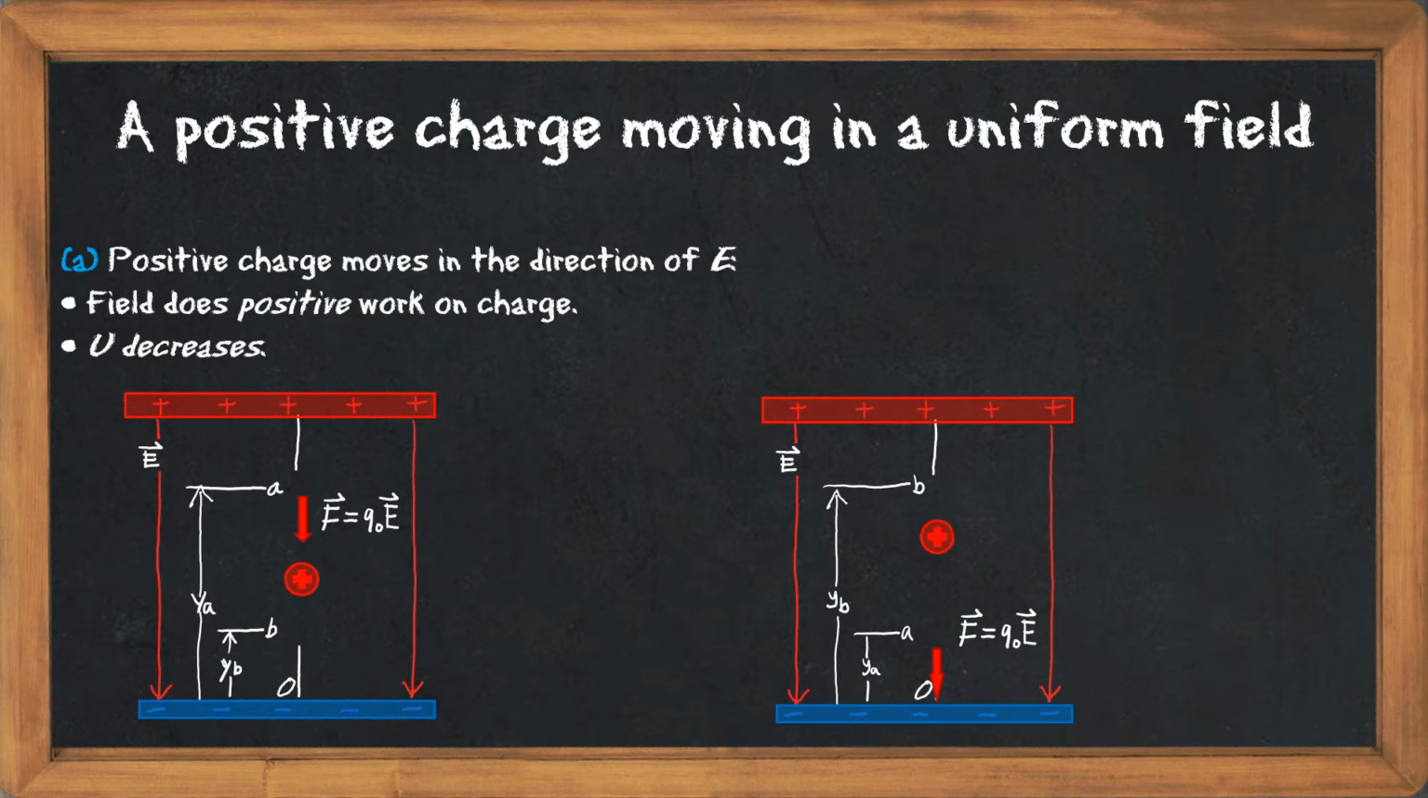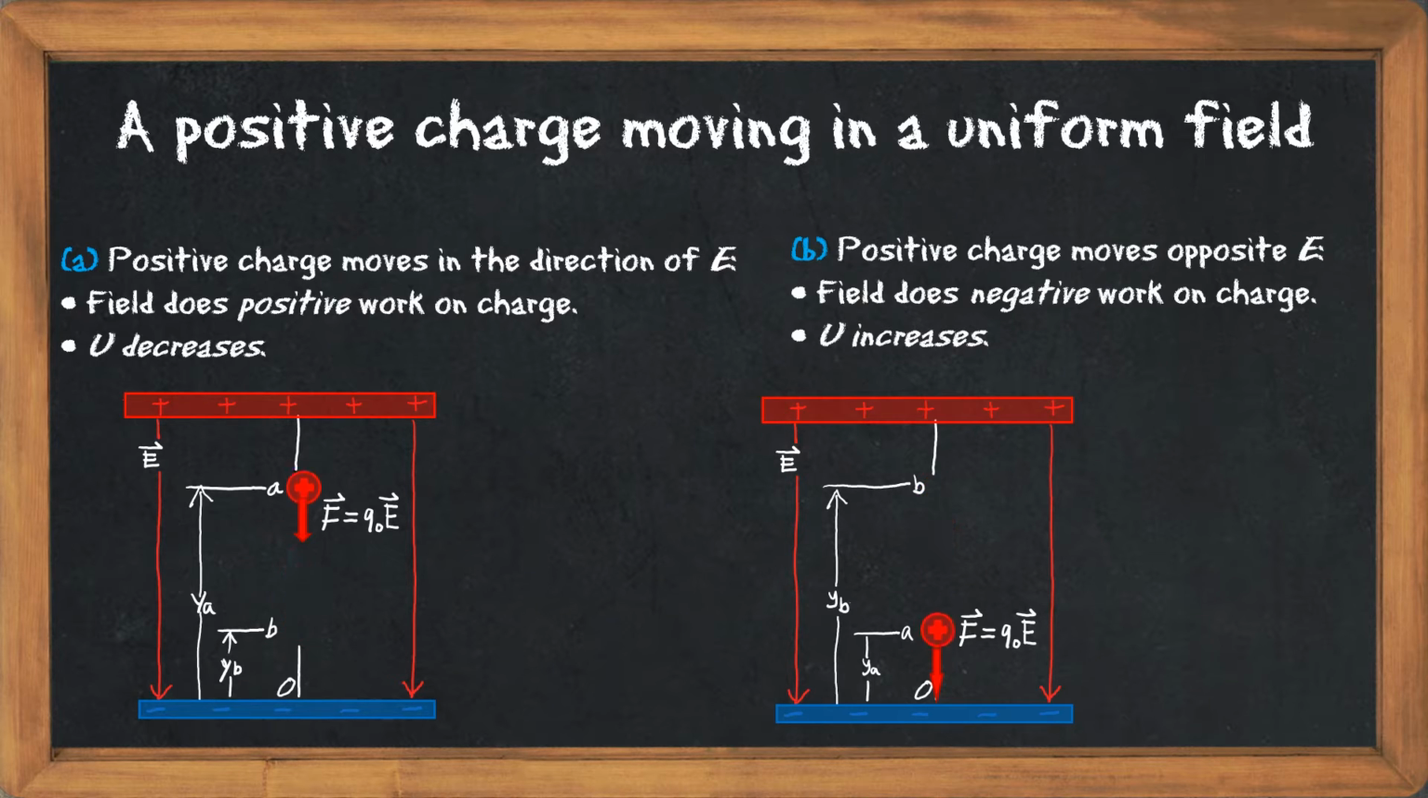If the test charge is positive, the potential energy decreases when it moves with the field. The field does positive work on the positive charge. But when the positive test charge moves opposite to the field, the potential energy increases, and the field does negative work on the positive charge. Remember, moving the positive charge towards the positive terminal will increase the repulsive force, and it requires external work. Thus, the field does negative work. On the other hand, when a positive charge moves to the negative terminal, the field does positive work.